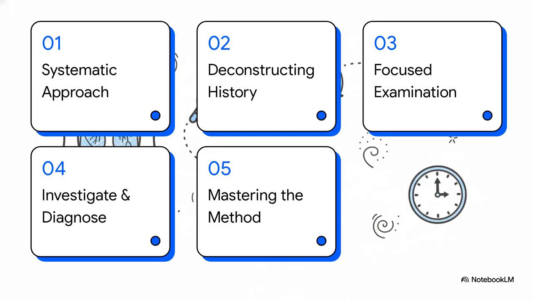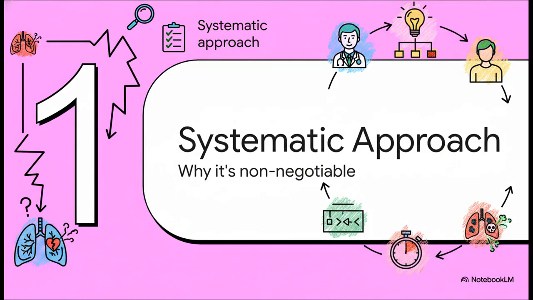All right, here's our roadmap for today. First, we'll talk about why a systematic approach is non-negotiable. Then, we'll deconstruct the patient's history piece by piece. After that, it's on to the focused examination. We'll cover the key investigations, and finally, we'll tie it all together to really master the method. Okay, let's get right into it.